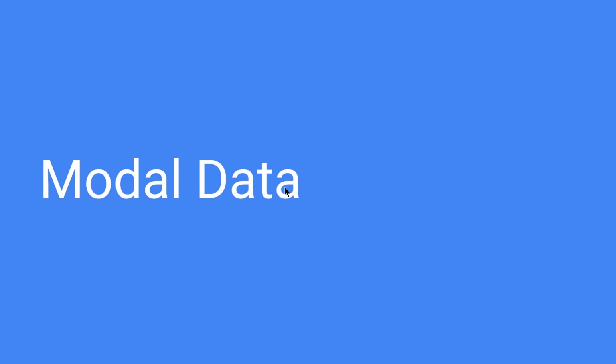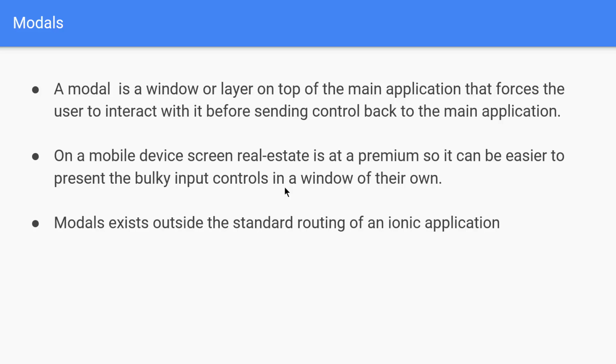We'll look now at modal data, or how do we create a modal. A modal is a window or a layer on top of the main application that forces the user to interact with it before sending control back to the main application. On a mobile device screen, real estate's at a premium, so it can be easier to present some bulky input controls in a window of their own.